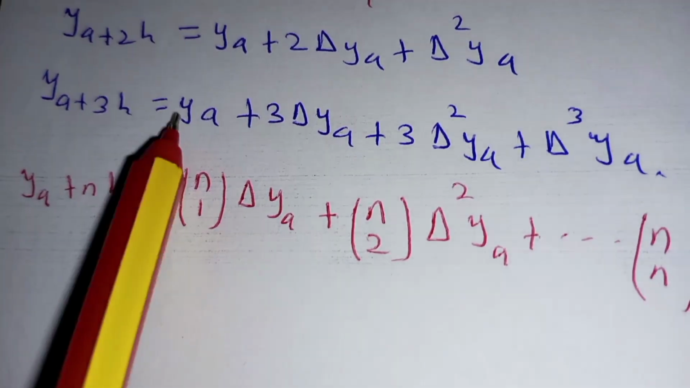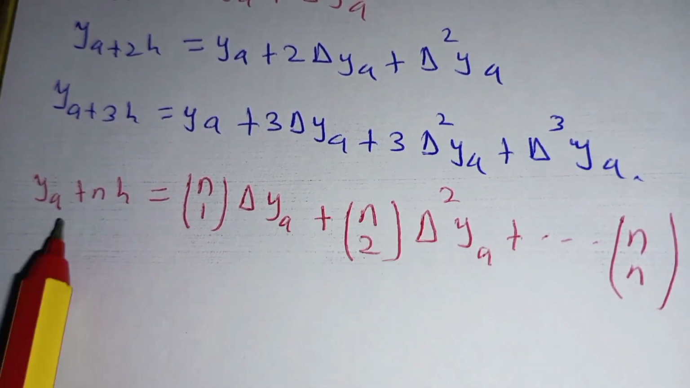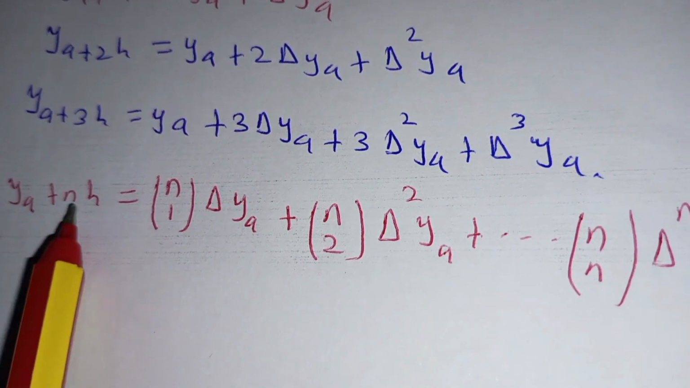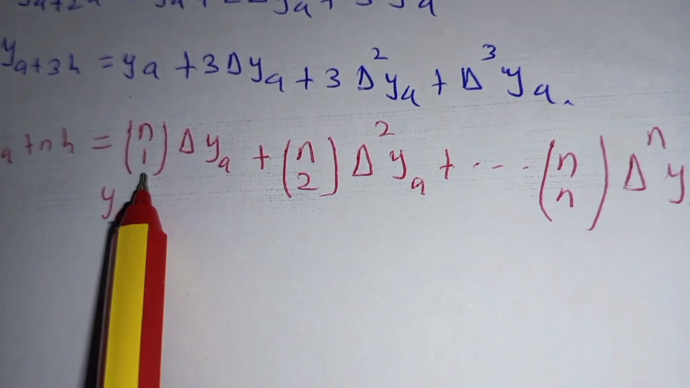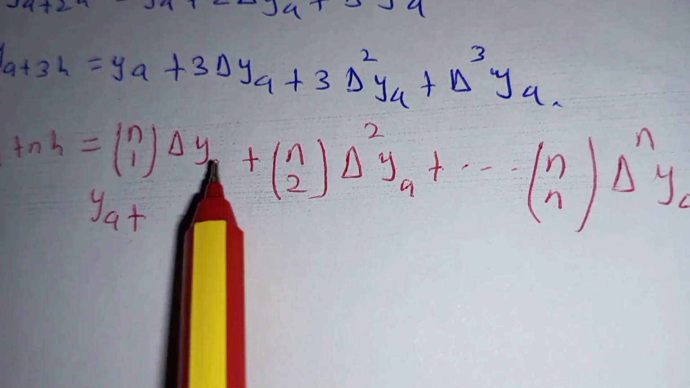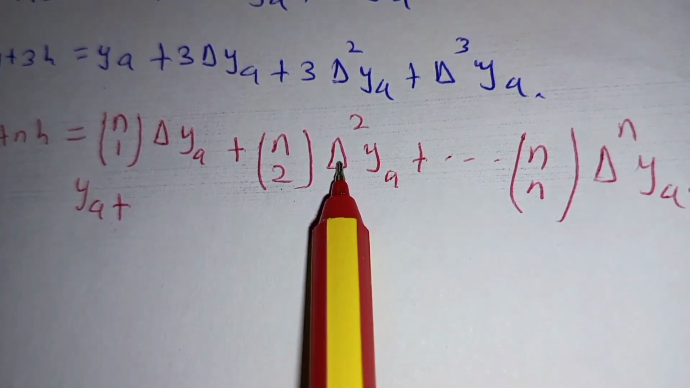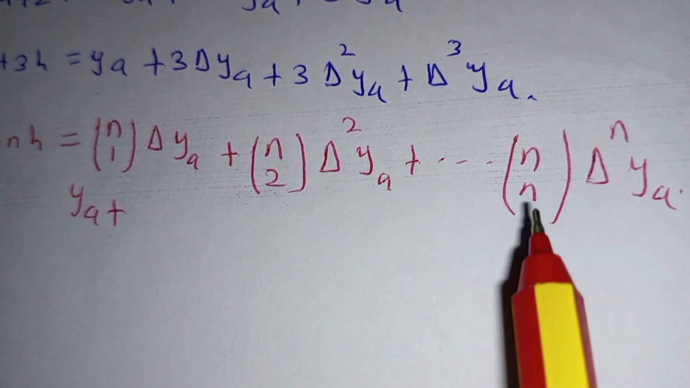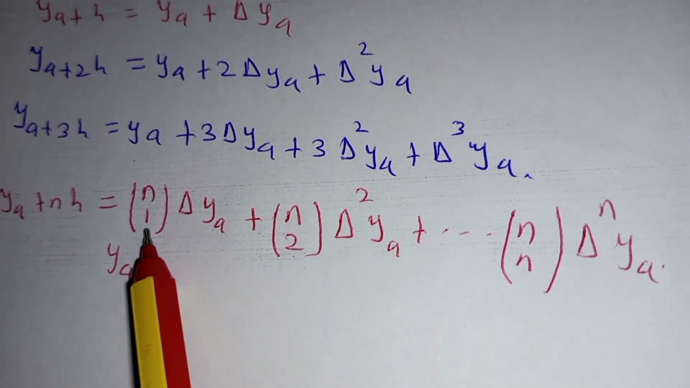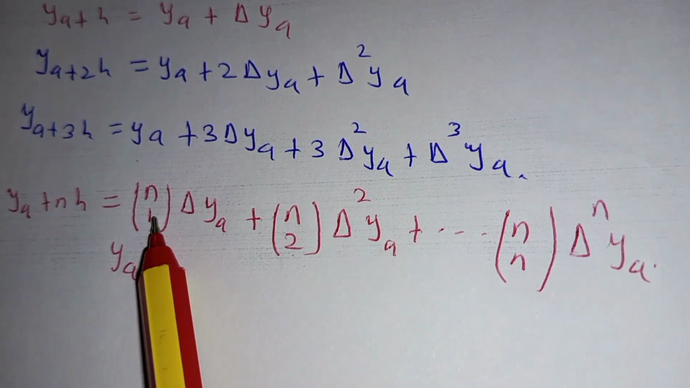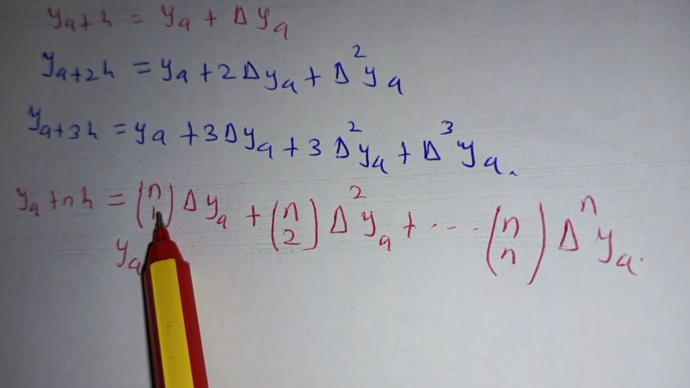When you observe above, these are the binomial combinations. If you have y of a plus nh, it is y of a plus n combination 1 times the first difference of y of a, plus n combination 2 times the second operator of y of a, and so on, all the way to the last term. So this is the general formula for the advancing difference, which we can construct using a table.